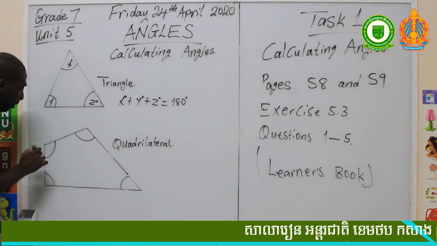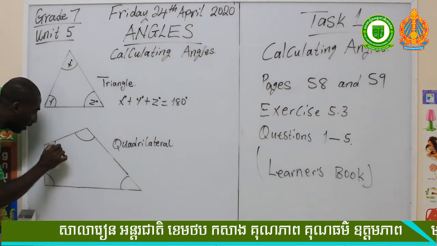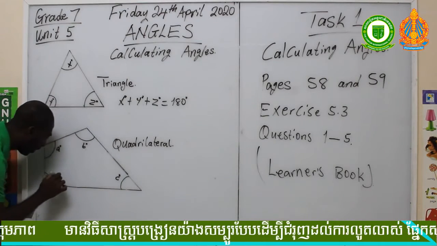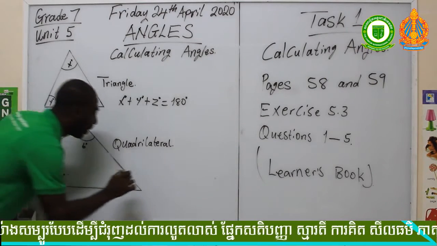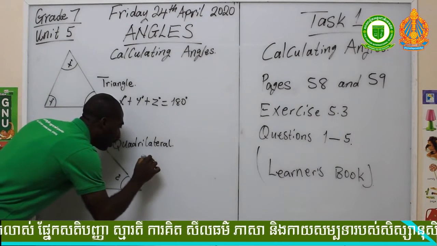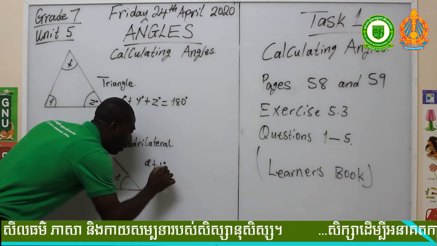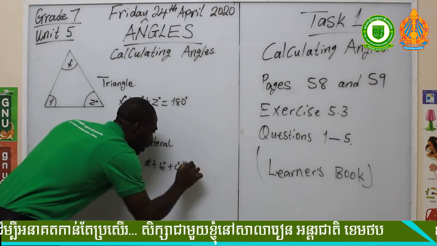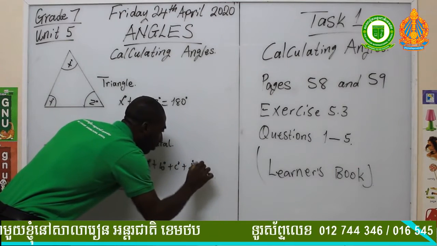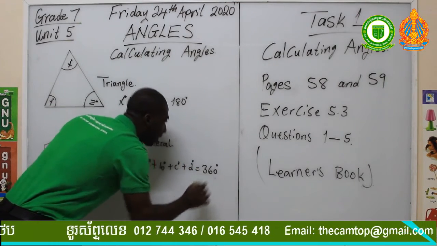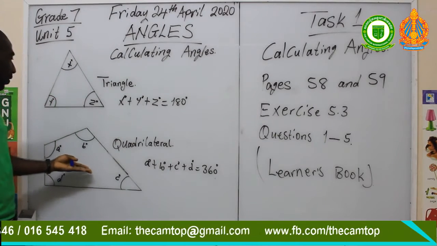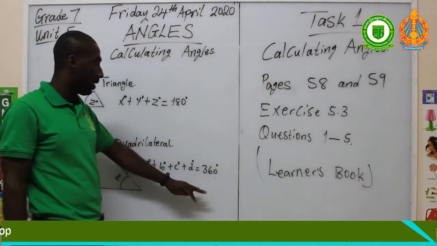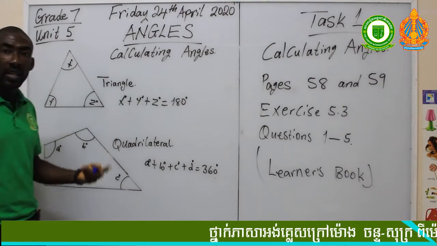Again, we will label the angles here A, B, C, and then we have D here. So A plus B plus C plus D will be equal to 360 degrees. So this is how you should identify your angles in any particular object that you have.